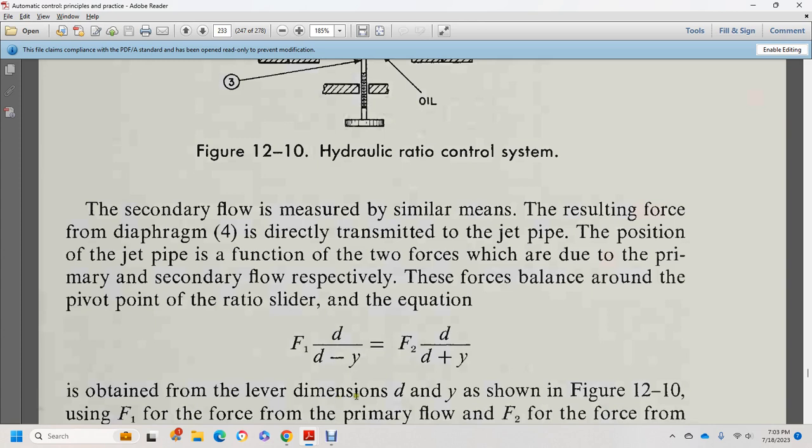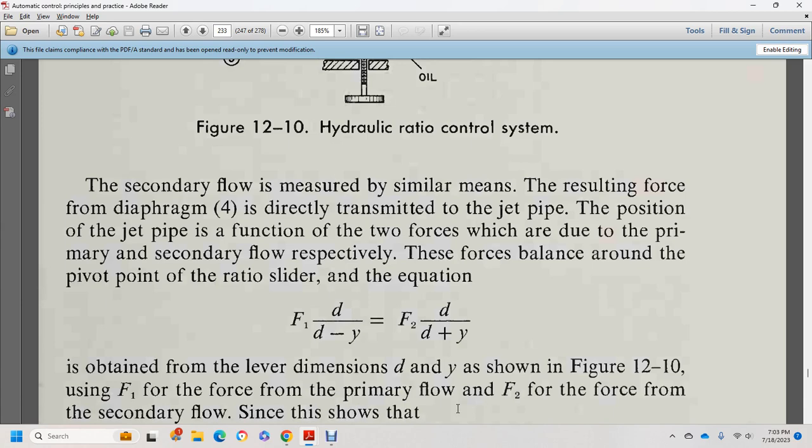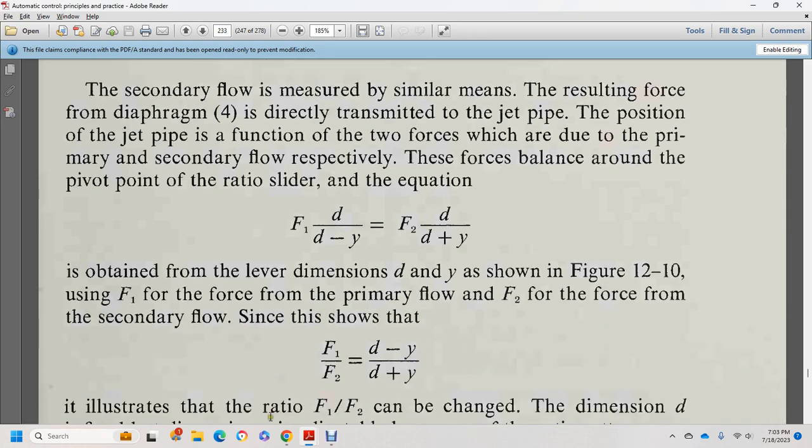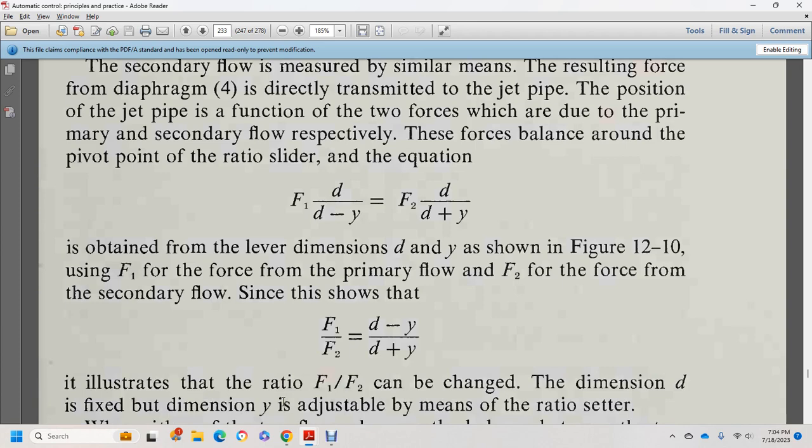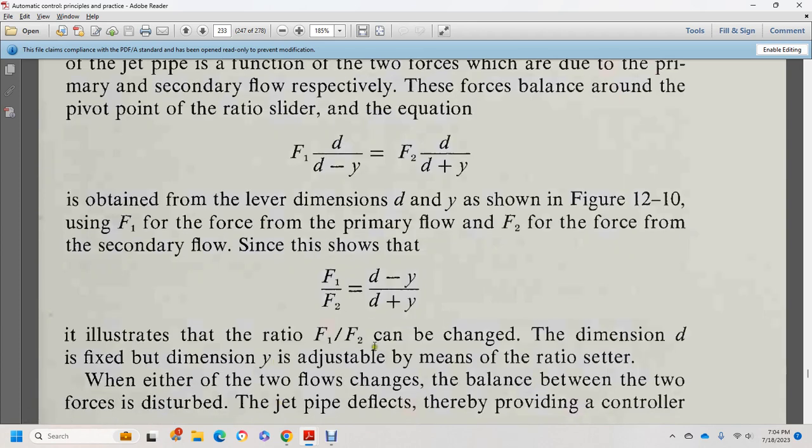This is obtained with the lever dimensions D and Y shown in figure 12.10. The force F1 of the primary flow is equal to the dimension D over D minus Y, and the force from the secondary flow is such that force 1 over force 2 is equal to D minus Y over D plus Y. This illustrates that the ratio of F1 over F2 can be changed with the dimension Y, while D is fixed and Y is adjusted by means of the ratio setter.